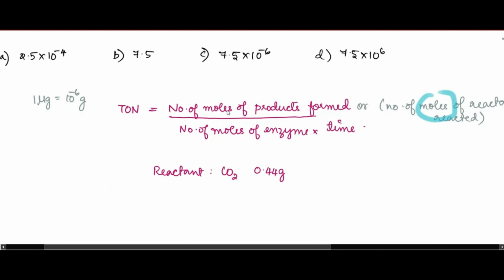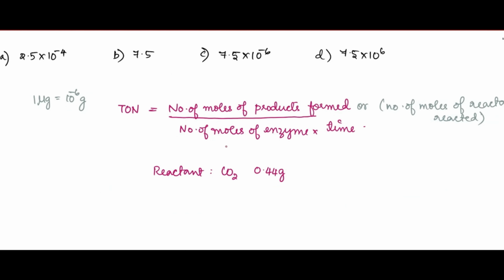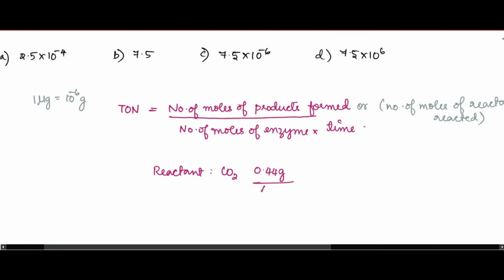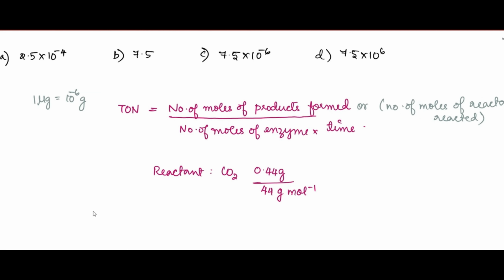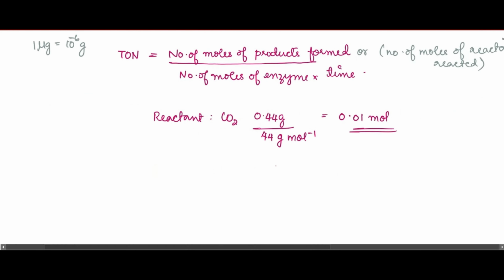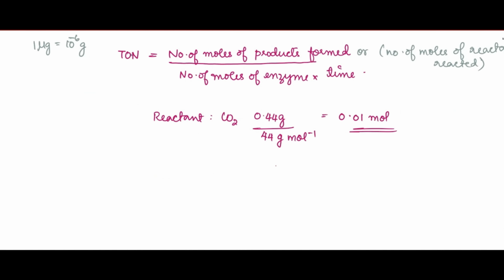Moles. How do we convert to moles? What is the molecular weight of carbon dioxide? 44 grams per mole. So you have 0.44 divided by 44 gram per mole. Grams cancel out. So what you have is 0.01 moles. Correct? So that is the numerator. Up in the numerator, let's put it one by one.